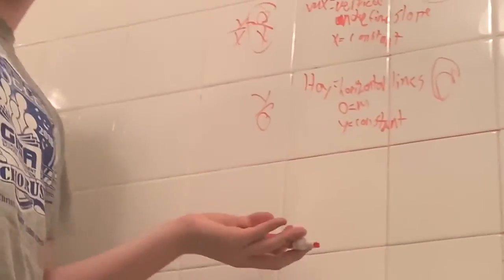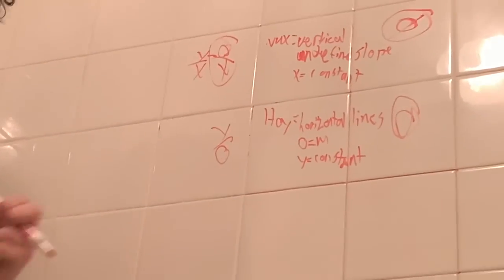So anyway, then Hoy is literally 0, because the slope is, well, the y is something and the x is 0. It is literally 0. That makes sense? Okay, that is all.